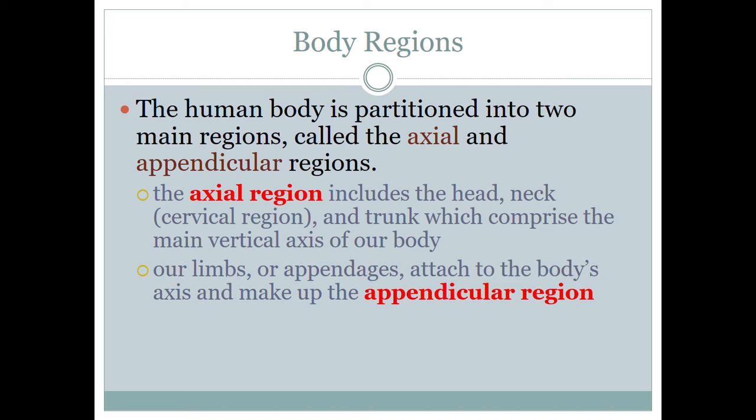The other major region is called the appendicular region, and that includes all of the body parts located along our limbs or appendages, which are our arms and legs.